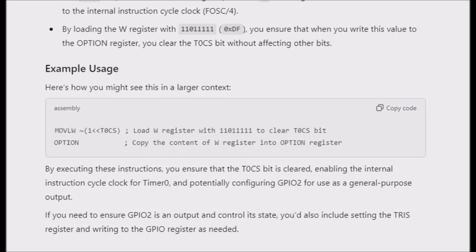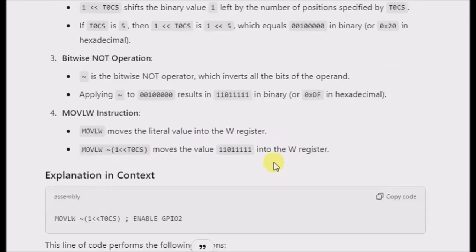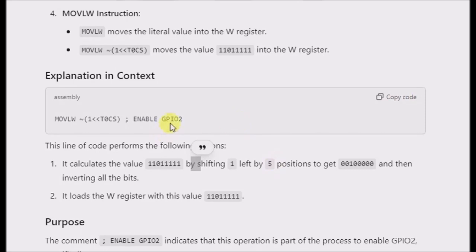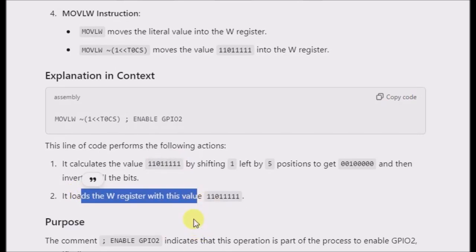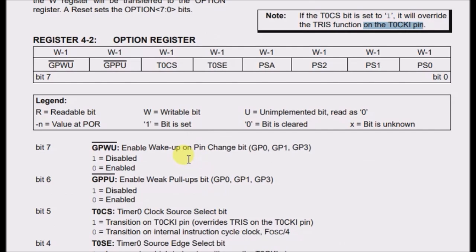Well, I always confuse myself reading this stuff, but okay, so if you did that, you're not just affecting the GPIO2 bit or this T0CS bit 5 of the option register, you're actually affecting all of the other bits too, because you're loading the W register with that. So is that what you would want? 1, 1, 0, 1, 1, 1, 1, 1. What would you do if you did that? What would you be doing if you did that?